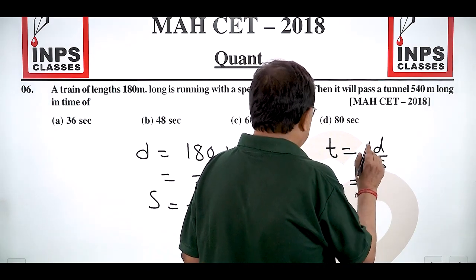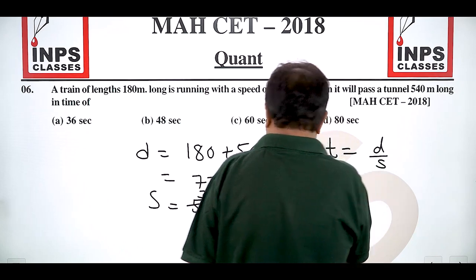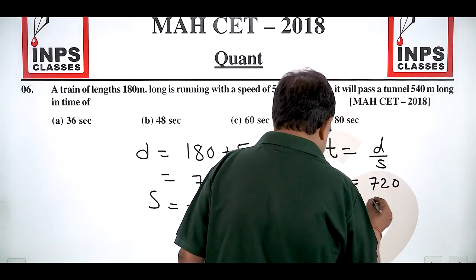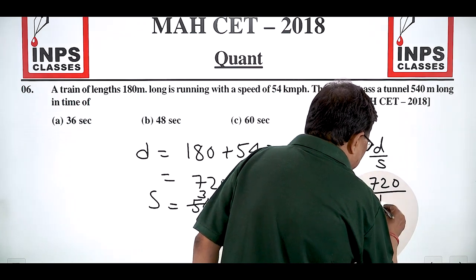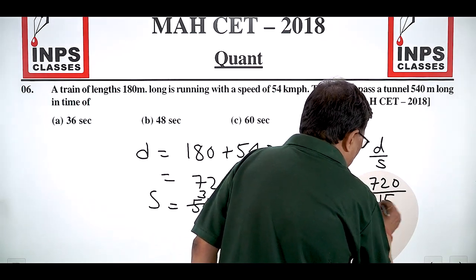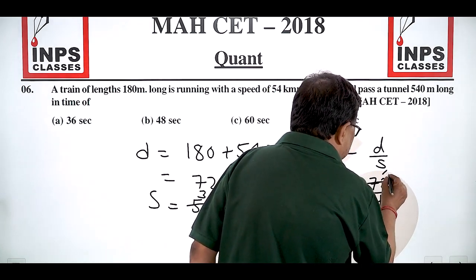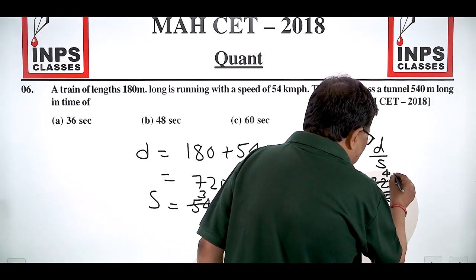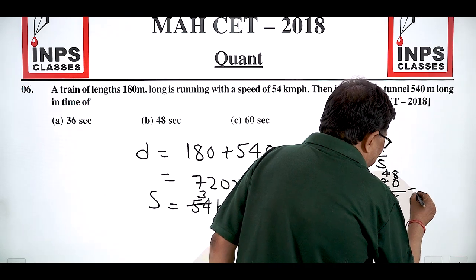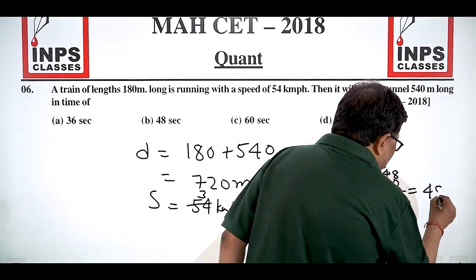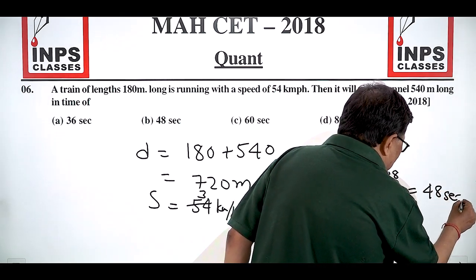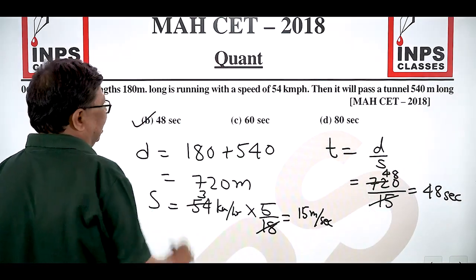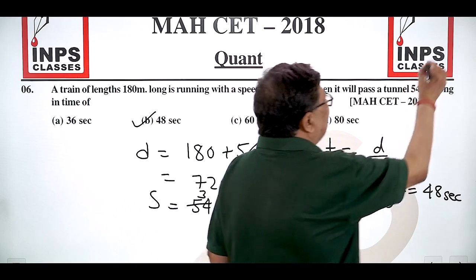So, time is equal to distance upon speed. Now, distance we have found out is 720 meters and speed is 15 meter per second. So, 15 fours are 60, the remaining is 120. So, 15 eights are 120. So, that gives me 48 seconds. So, the answer will be B, 48 seconds. Okay, we move to the next question.